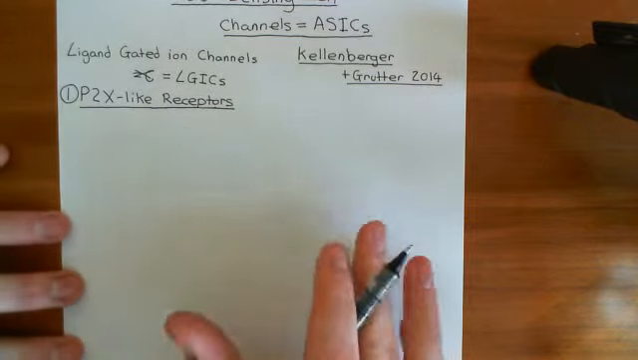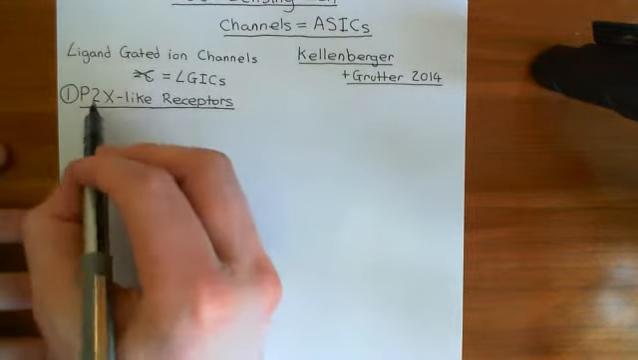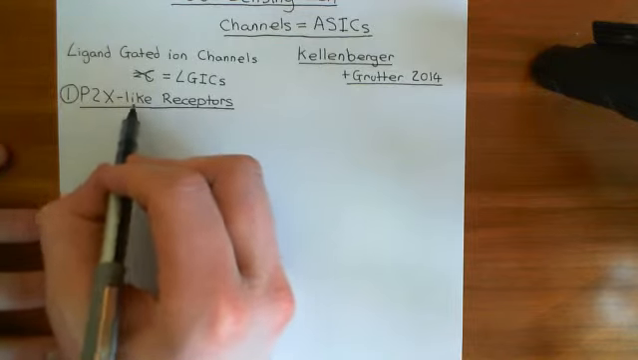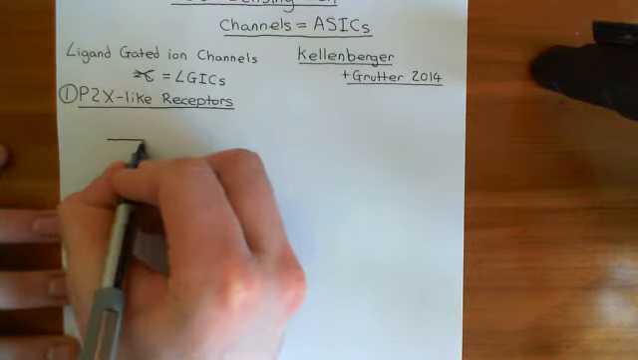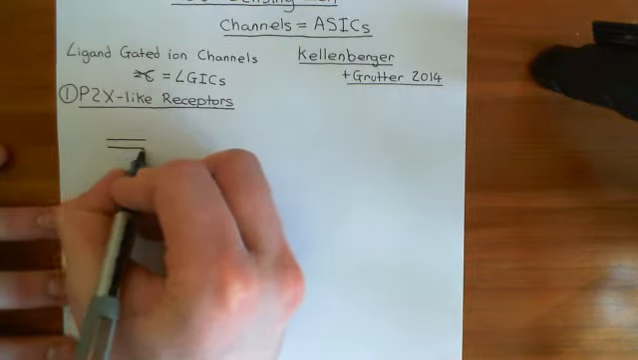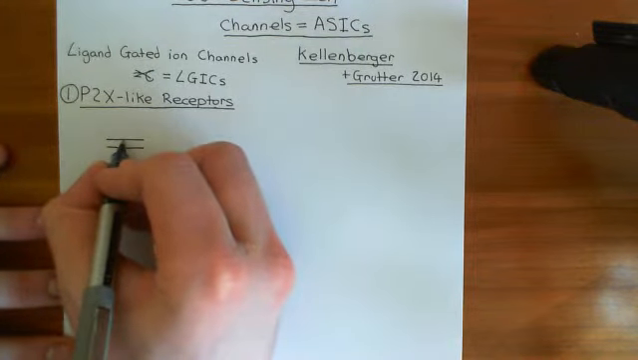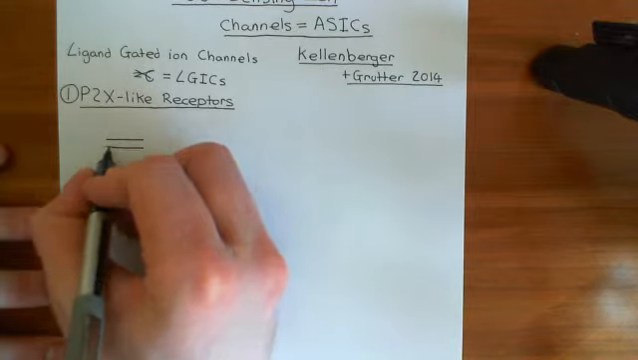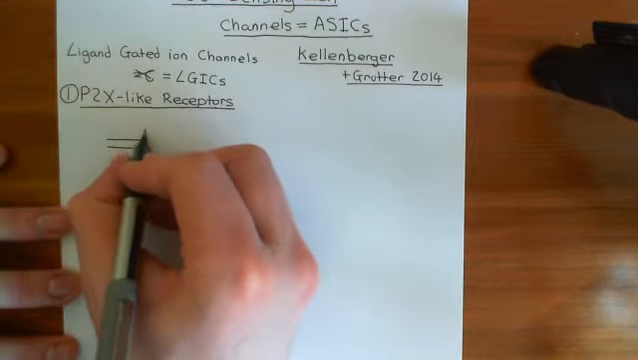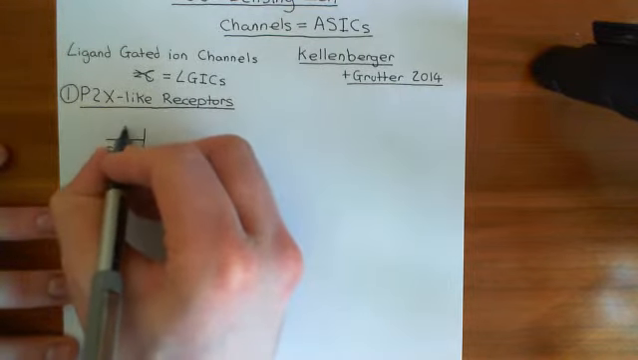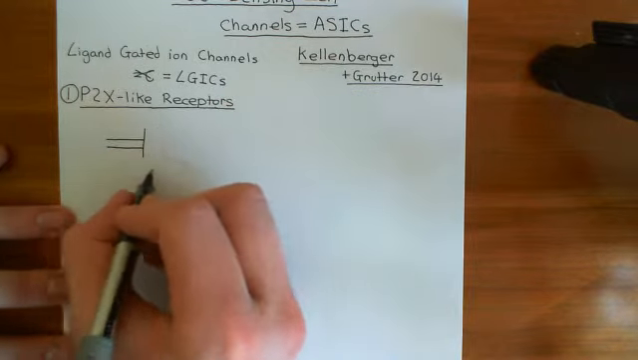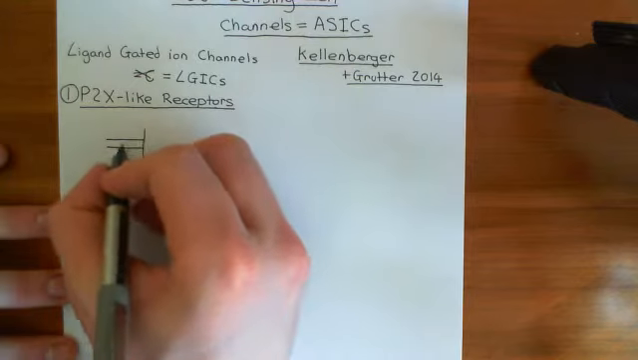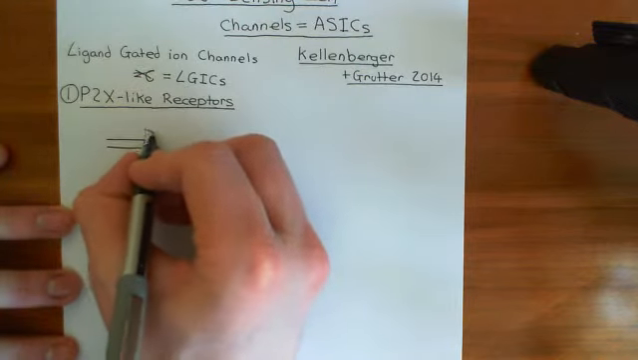Let's see what characteristics all the receptors in this P2X-like family have in common. If this is the cell membrane here, I'll draw two lines to represent the outer leaflet and the inner leaflet of the phospholipid bilayer. The top portion is the extracellular fluid, and the bottom portion is the cytoplasm. So this is supposed to represent the cell membrane.